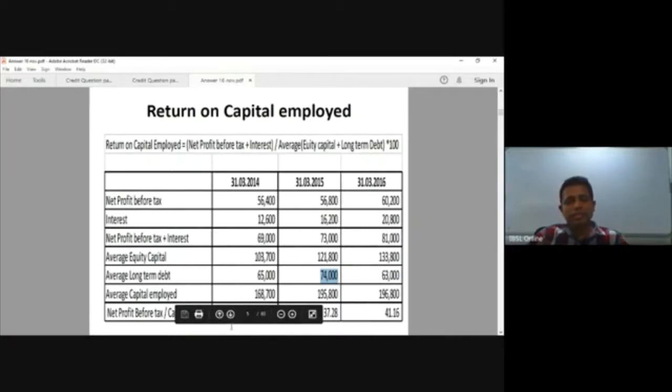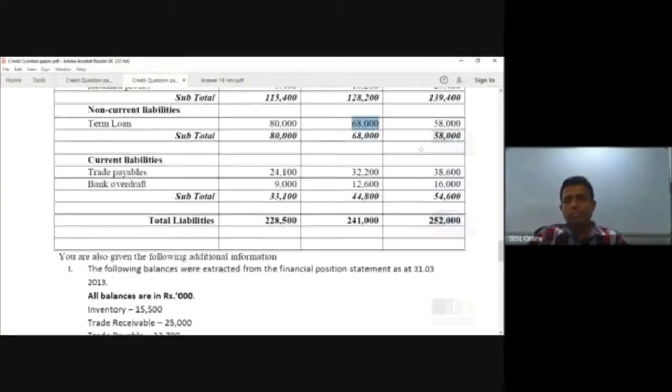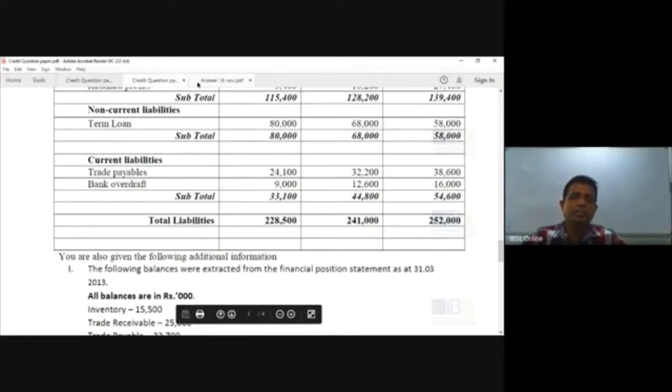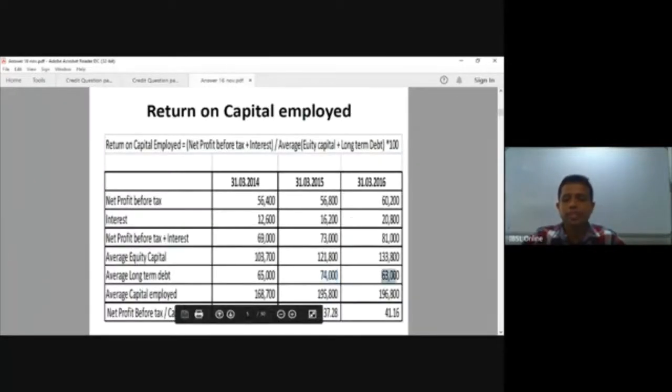Similarly, for 2016, go to the question paper. Here 68,000, here 58,000. 68 plus 58, altogether 126,000. 126,000 divided by 2, that is how much? 63,000. Here, 63,000.